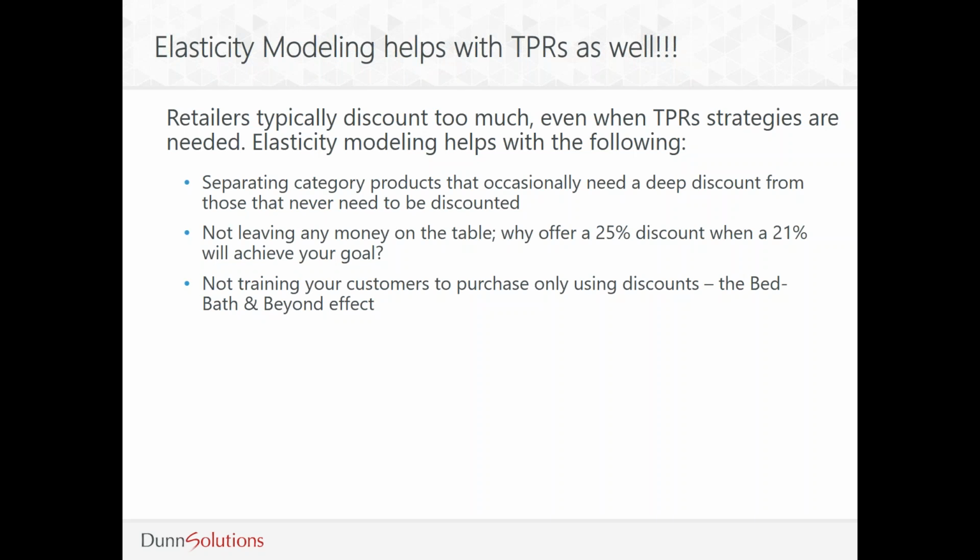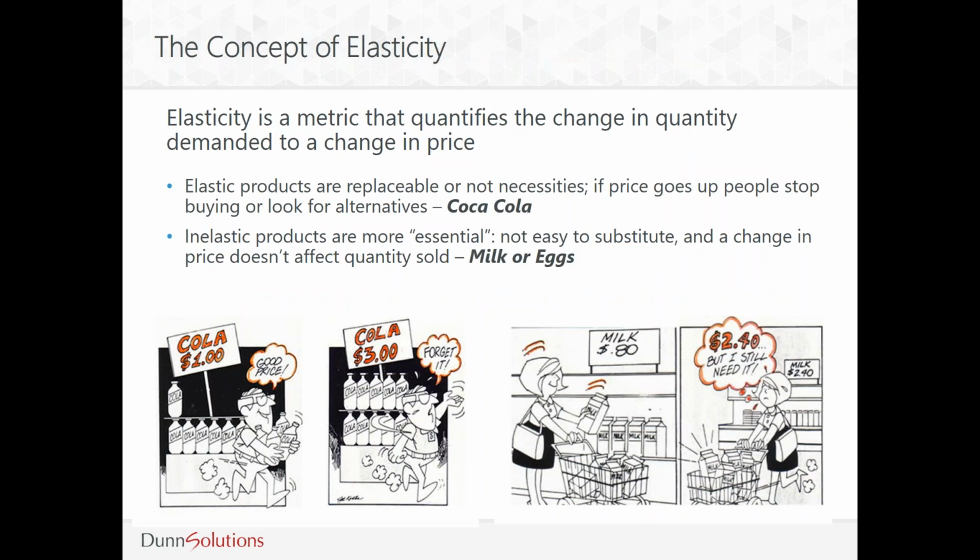And I call that the Bed Bath & Beyond effect. I said that discounting is important once in a while, and we've talked about the reasons why discounting is important, but the problem is that retailers usually end up discounting too much, and they know it. They just can't wean themselves off of that drug. So what's elasticity modeling based on? It's based on the concept of elasticity.